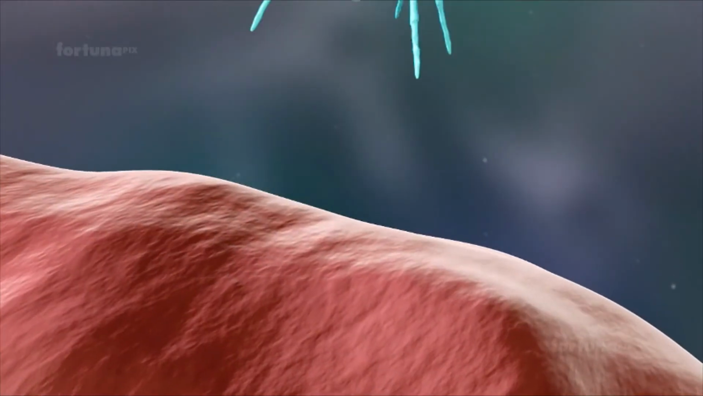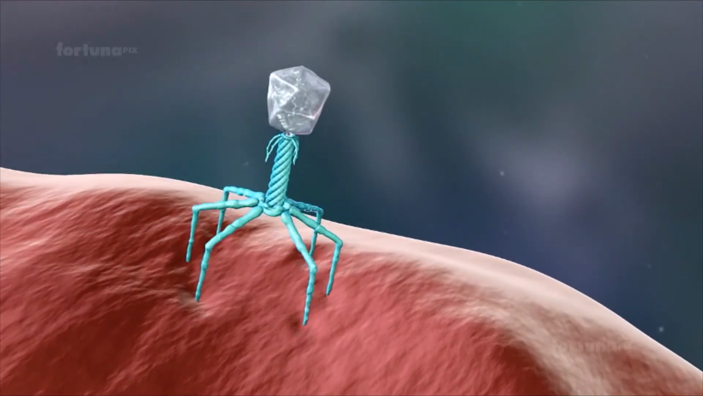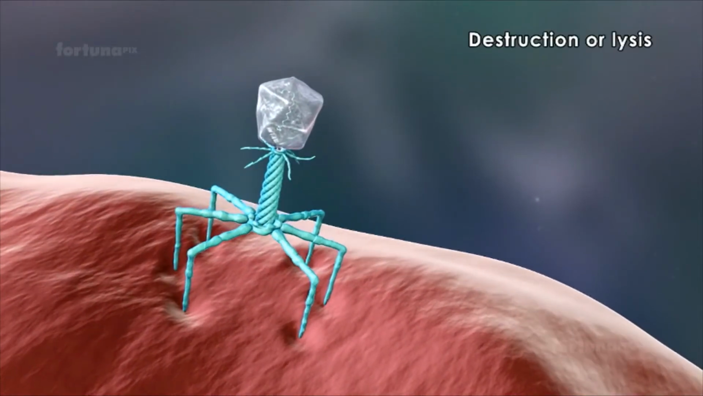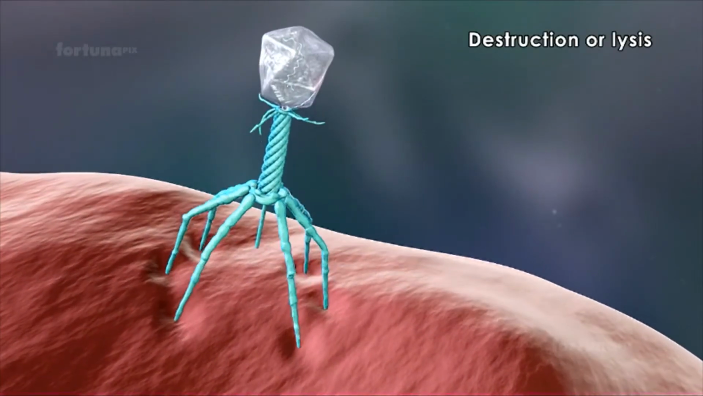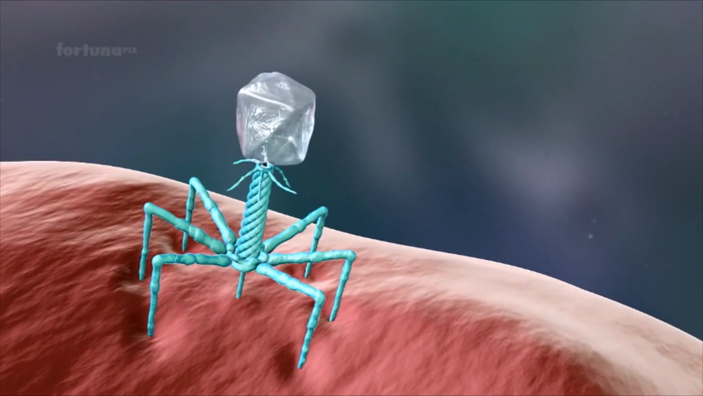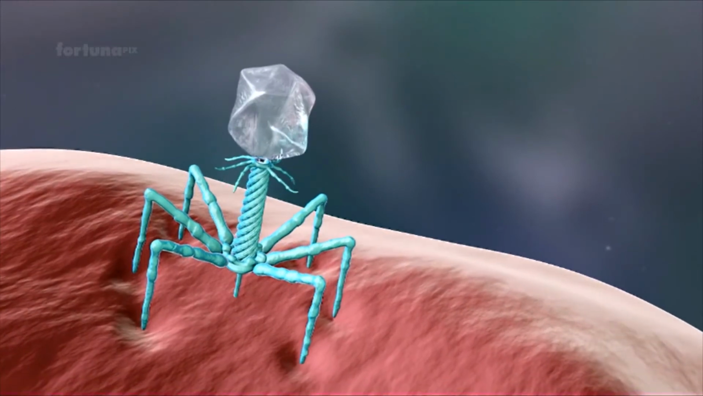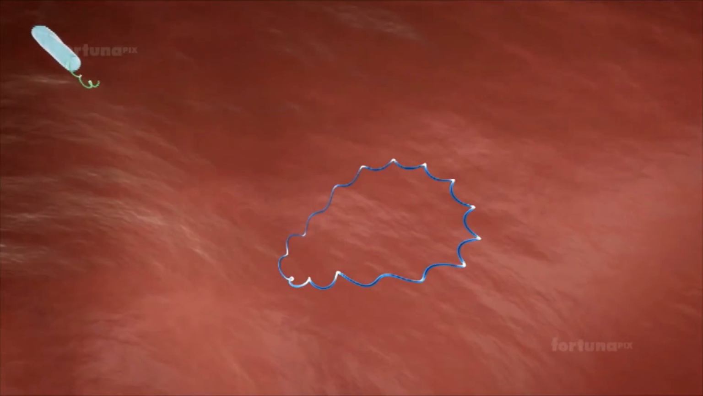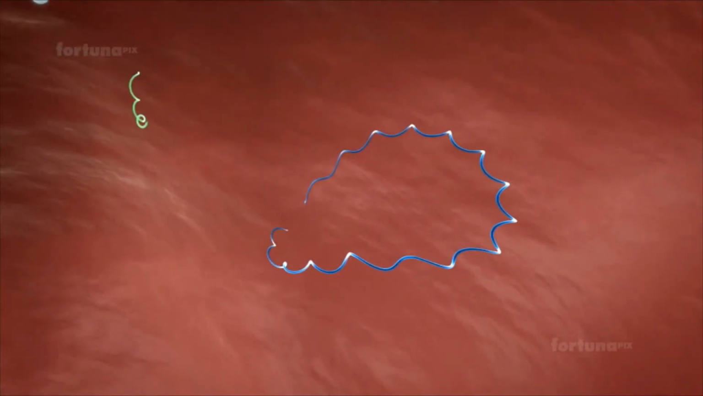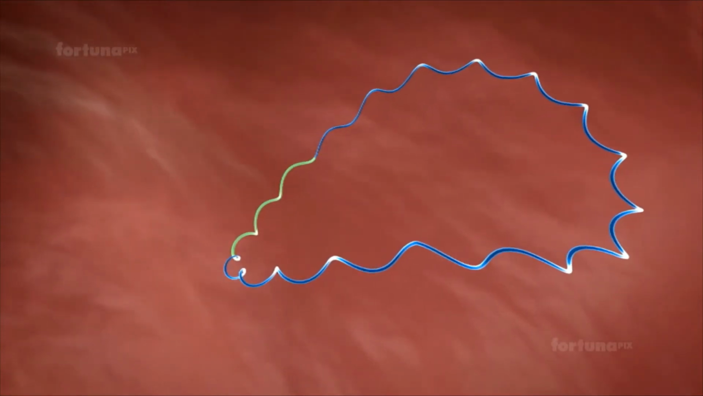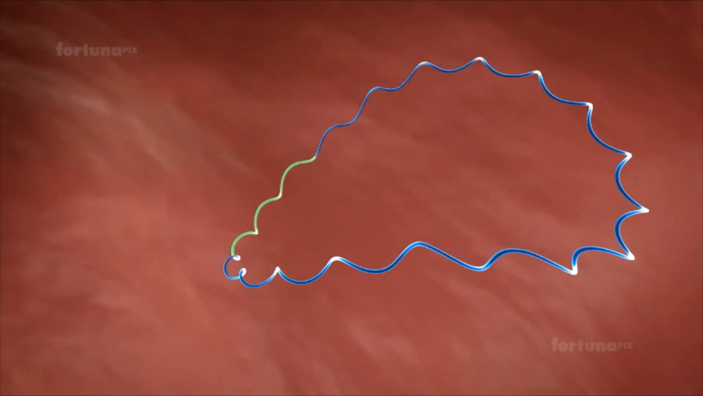The lytic cycle is the primary method of viral replication, and it results in the destruction, or lysis, of its host cell. A bacteriophage will attach to the cell's surface and release its genetic material into the host. Once inside the host cell, the viral genetic material will integrate with the host genetic material, utilizing it to express viral genes instead of bacterial genes.